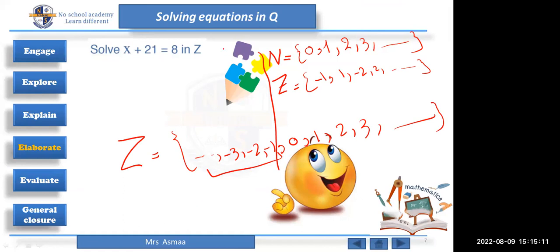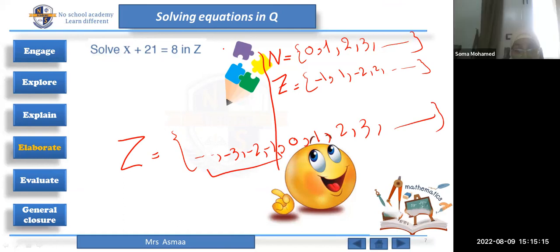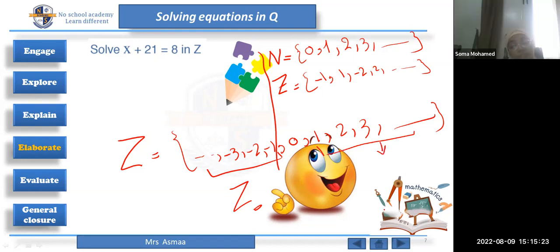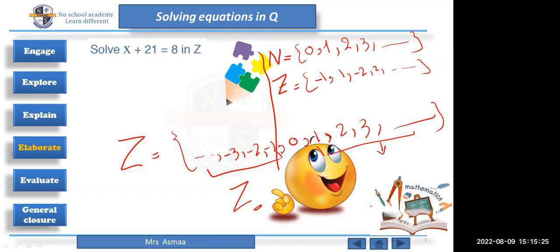Who is here? Z minus. Z what? Z minus. Super. Type 1, 2, 3, 4 is called what? Z positive. Super.